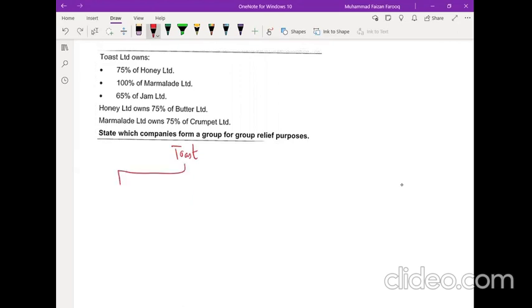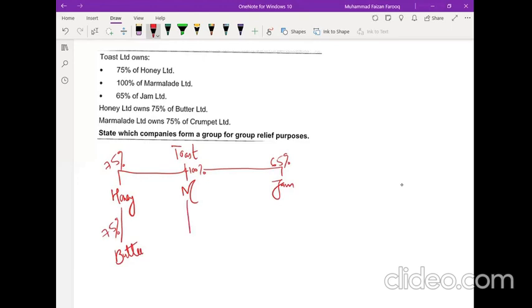Now here, Toast owns 75% in Honey. Just let me make the structure. 100% in Marmalade, and 65% in Jam. Right or wrong? Honey owns 75% in Butter, and Marmalade owns 75% in Crumpet. Okay, this is just a structure.